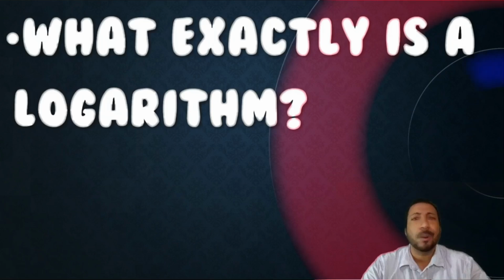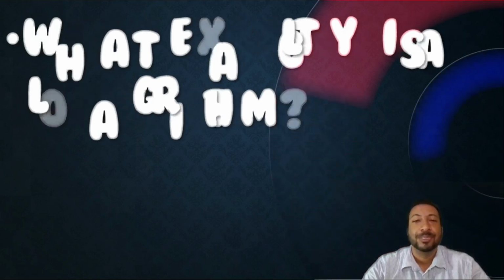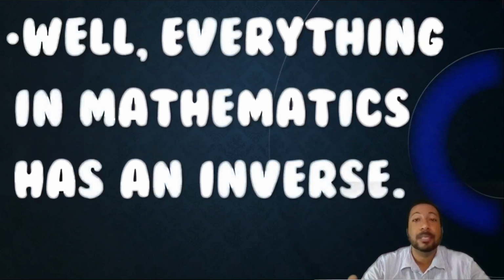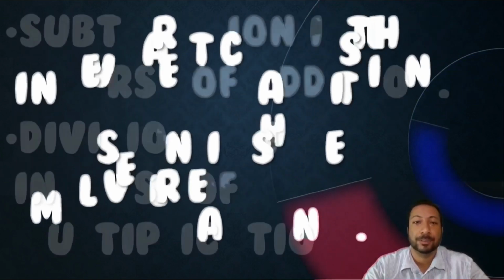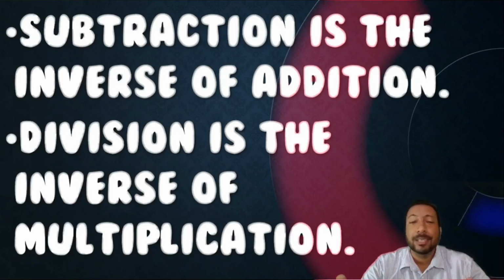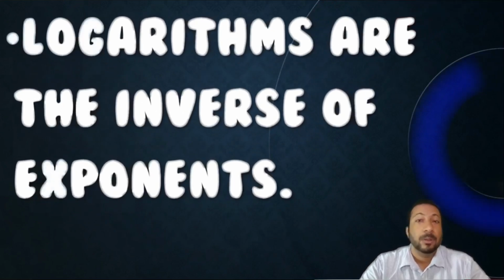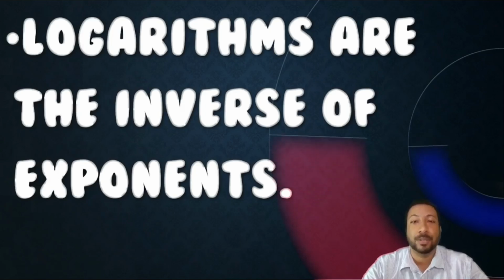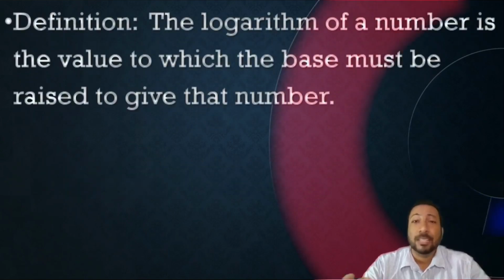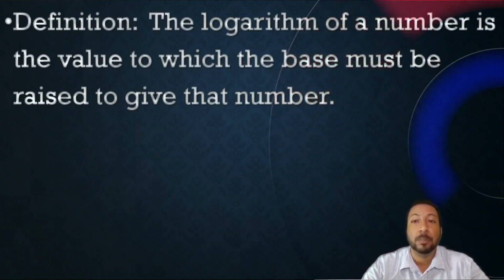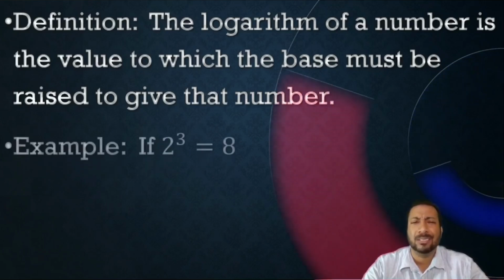But anyways, what exactly is a logarithm? Well, everything in mathematics has an inverse. Subtraction is the inverse of addition. Division is the inverse of multiplication. So, logarithms are the inverse of exponents. By definition, we say that the logarithm of a number is the value to which the base must be raised to give that number. Now, what exactly does that mean?